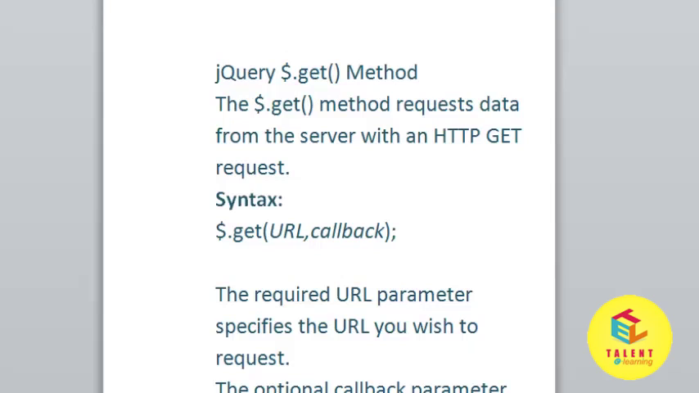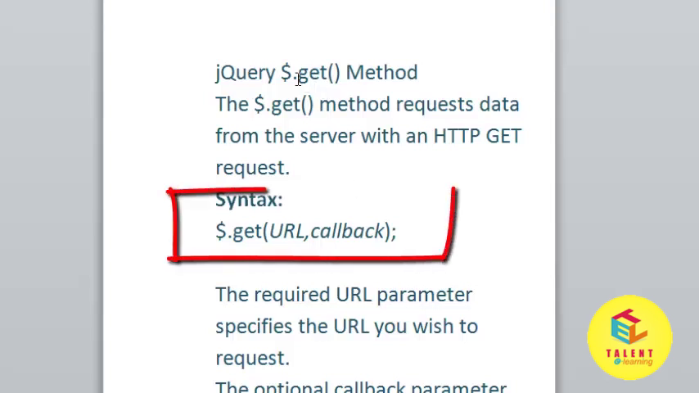We can use the get method in jQuery with the $.get method. This method is used to request data from the server with an HTTP GET request. This is the syntax for the get method: $.get, and inside the parameters you can pass the URL and a callback function. The required URL parameter specifies the URL you wish to request, and the callback function is optional.